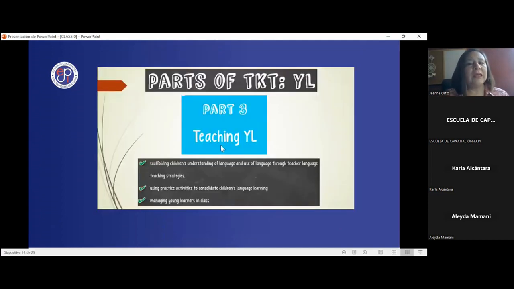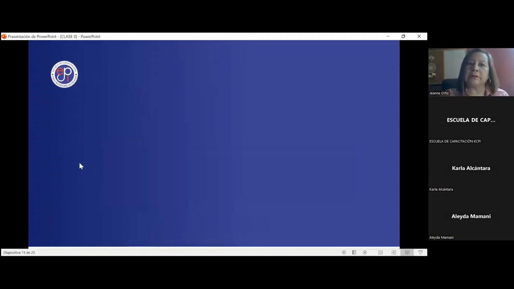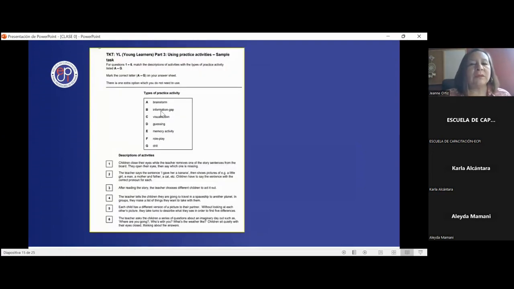Now, part 3, teaching young learners. Here we are going to work on what? Scaffolding children's understanding of language and use of language through teacher language strategies. Using practice activities, managing young learners in class. So classroom management is quite important, right? So here we have an activity. We need to match these letters and these numbers. Remember, there is one extra option. We always have extra options. Brainstorming.